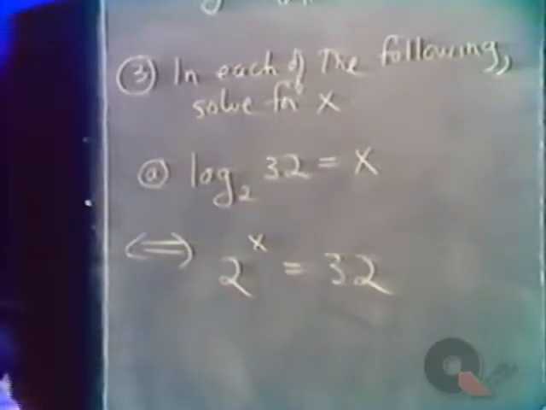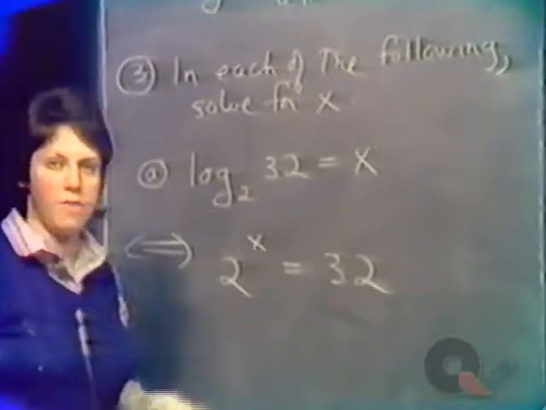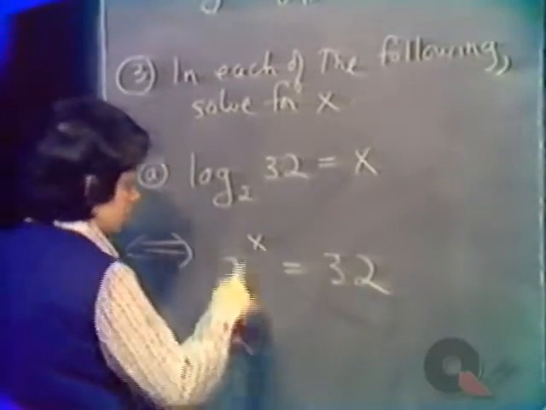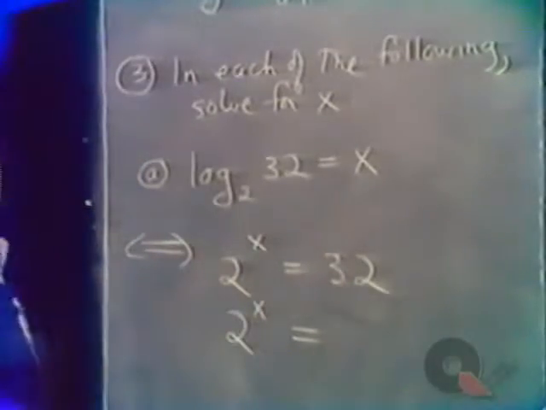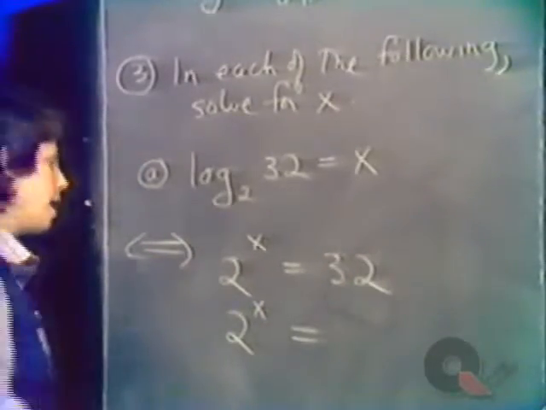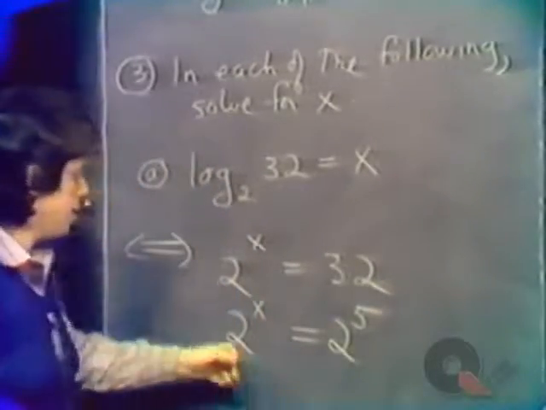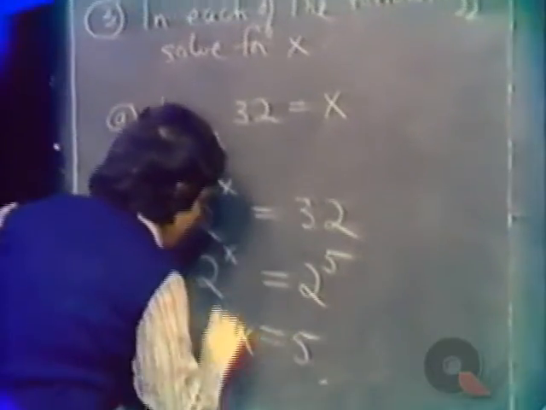If you happen to know that 2 to the 5th power is 32, then you know automatically that x is equal to 5. If not, what we try to do is get like bases on the two sides. This is 2 to the x. We can then say 32 is 2 to some power, figure out that it's 2 to the 5th power. And then when the answers are the same and the bases are the same, the exponents have to be the same. So we get that x equals 5.